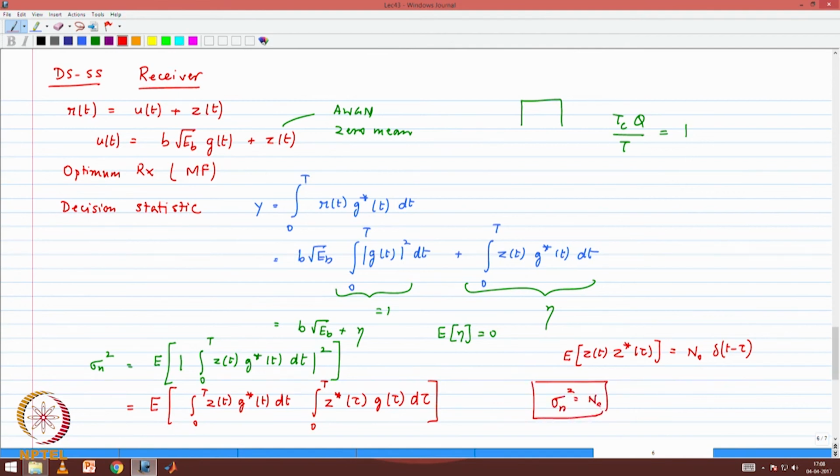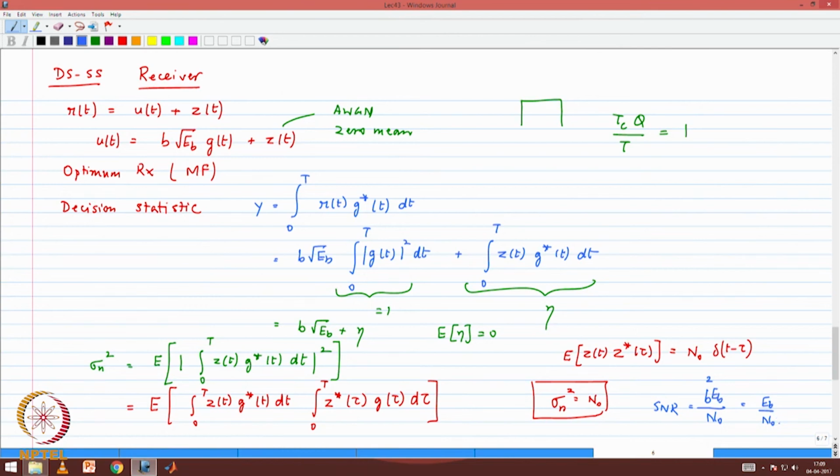Please verify that. The last step, again very important for you to note, is the SNR of my decision statistic. That's what is going to determine whether I make a correct decision or not. It will be equal to b squared times Eb, that's the signal power, divided by the noise component N0. And b is plus or minus 1, so this comes out to be Eb by N0.